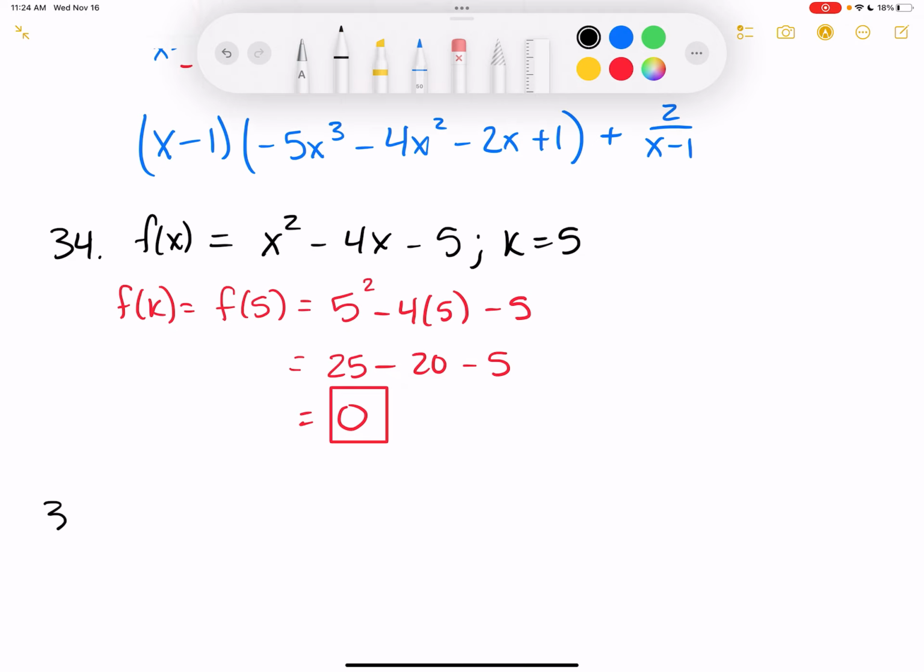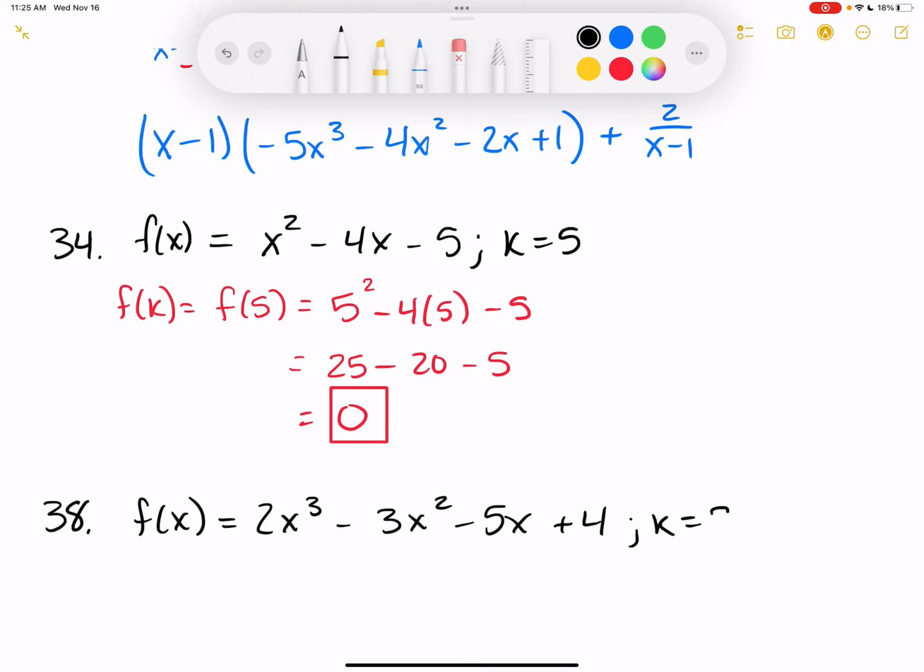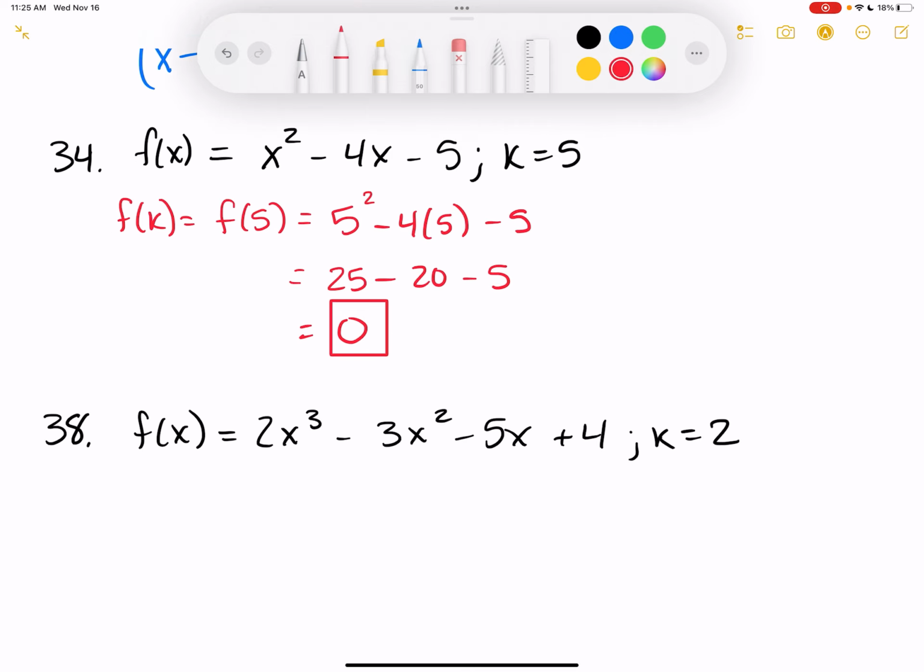See if there's one that's not. 38: f of x equals 2x cubed minus 3x squared minus 5x plus 4, and k equals 2. So we plug in 2, so f of 2 equals 2 times 2 cubed minus 3 times 2 squared minus 5 times 2 plus 4.